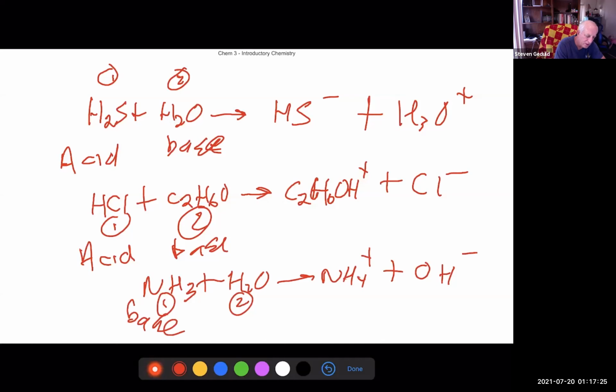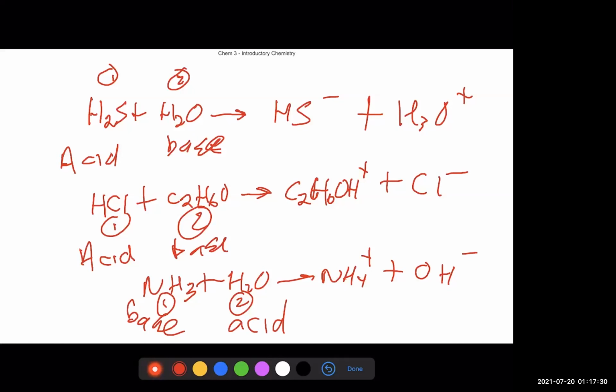And water's doing what? Water's giving up a proton. This is your acid. So like I said, water can serve as an acid or a base, depending on what you're reacting it with. Okay, perfect.